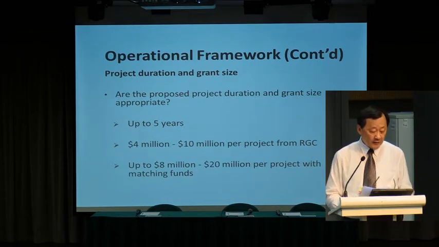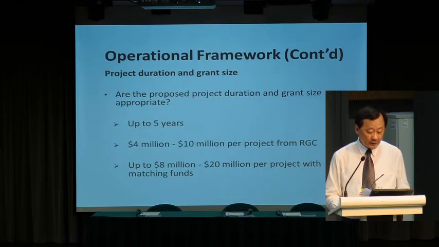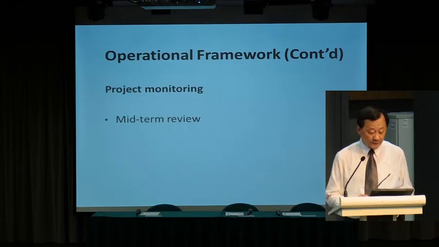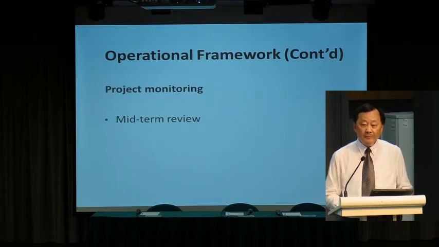Then we said the projects are up to 5 years, between $4 million to $10 million per project from the RGC. So therefore, potentially with the 100% matching, it will be up to $8 million to $20 million per project, including the matching funds. There will be a midterm review.